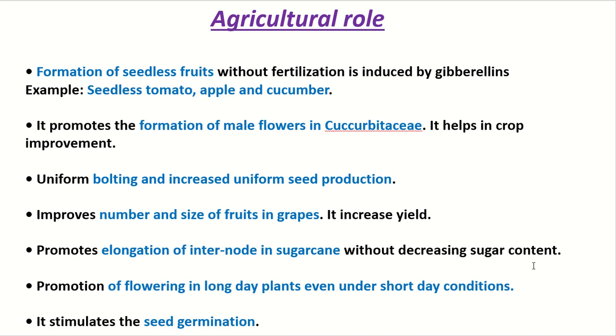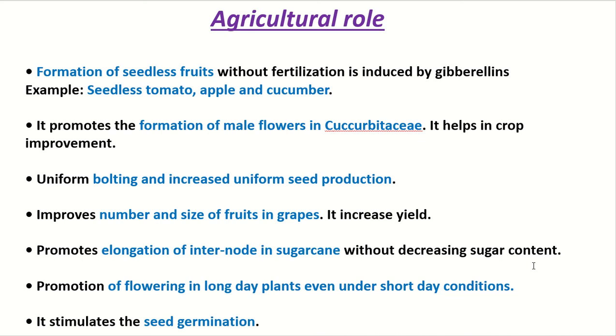Agriculture role of gibberellin: formation of seedless fruits, that is parthenocarpic fruits, the fruit formed without the fertilization process. Examples are seedless tomato, apple, cucumber, banana, orange and so on. Auxin also helps in the formation of parthenocarpic fruits, that is seedless fruits.